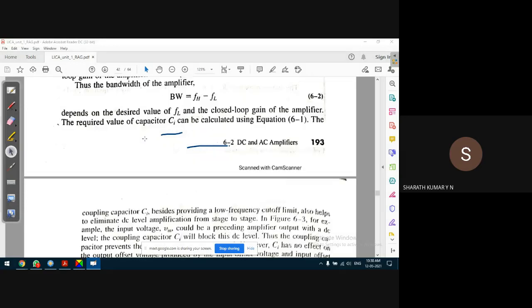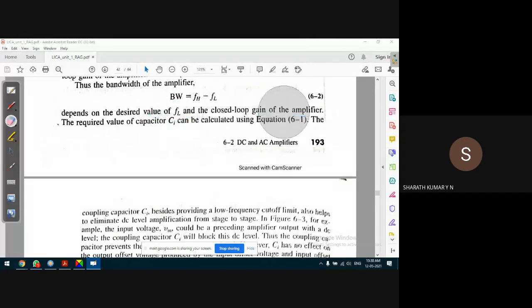It depends on the op amp selected. This bandwidth depends on the desired low value of frequency, that is FL, and the closed loop gain of the amplifier. So that also matters. The required value of CI can be calculated using the equation.